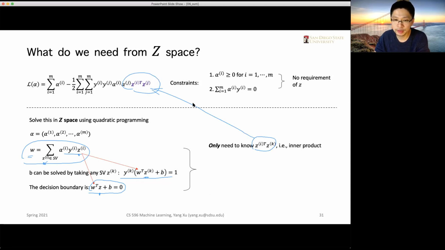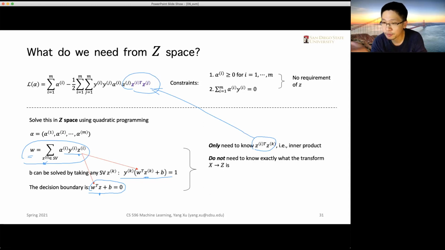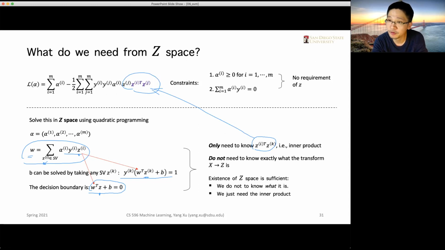We do not know exactly what the form is, but of course, if we know the form, that's better. If we know the form, like we did for the circle transformation, right? If we know that Z equals (X minus 0.5) squared, then that is perfect. We can immediately compute the inner product. But it's okay that we don't know the form of the transformation, as long as we know that it is some type of inner product. That is sufficient. Just give us the inner product, and then we can solve the quadratic programming problem.